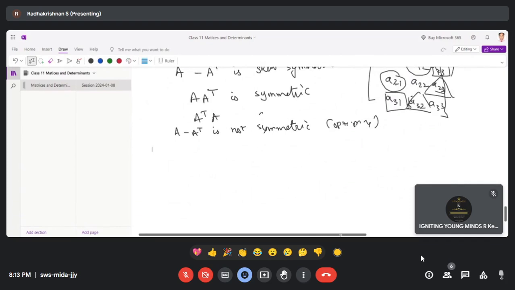Okay. Problem number 9. A and B are symmetric matrices of order n, where A not equal to B. The two matrices are not equal. They are both symmetric and order is also same. Okay. A symmetric matrix has to be a square matrix. Okay. Now, A plus B is skew symmetric, A plus B is symmetric, A plus B is diagonal, A plus B is 0, which is true?